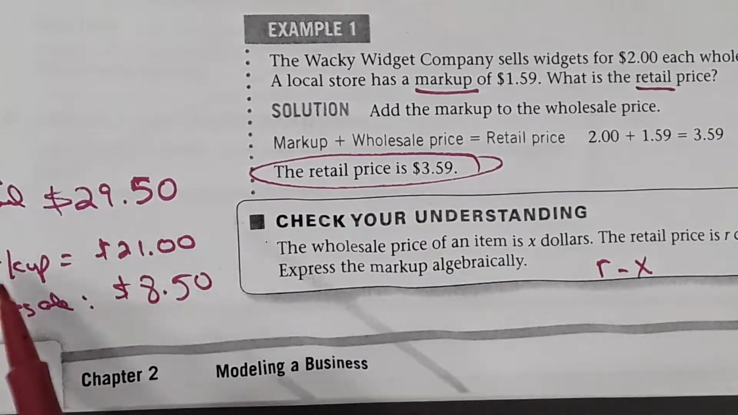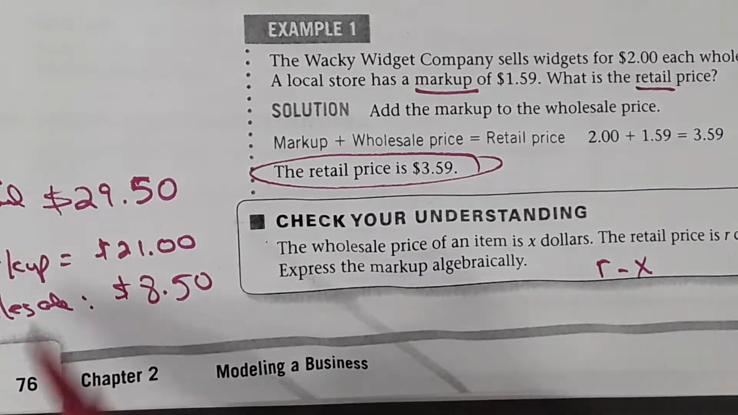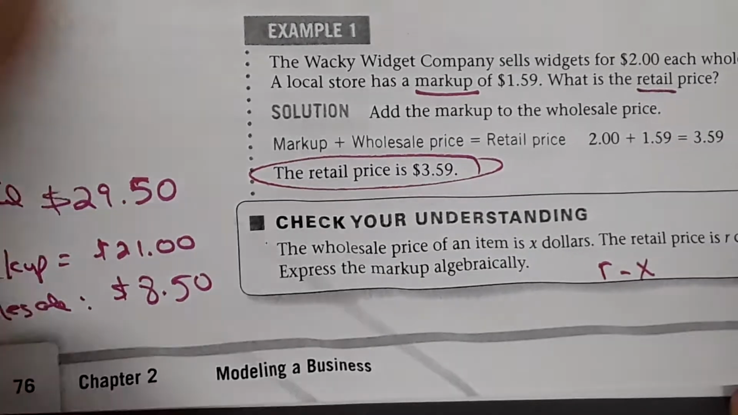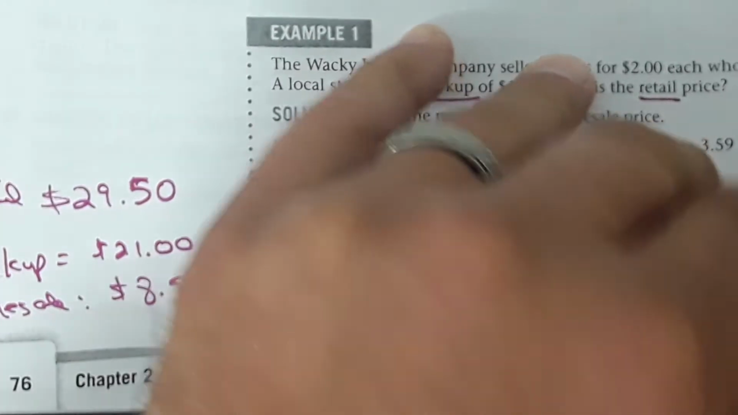So just depending, one of these numbers is going to be missing probably in one of your problems, and you've got to figure out what the retail price is, what the markup price was, or what the wholesale price was. All right, moving on.